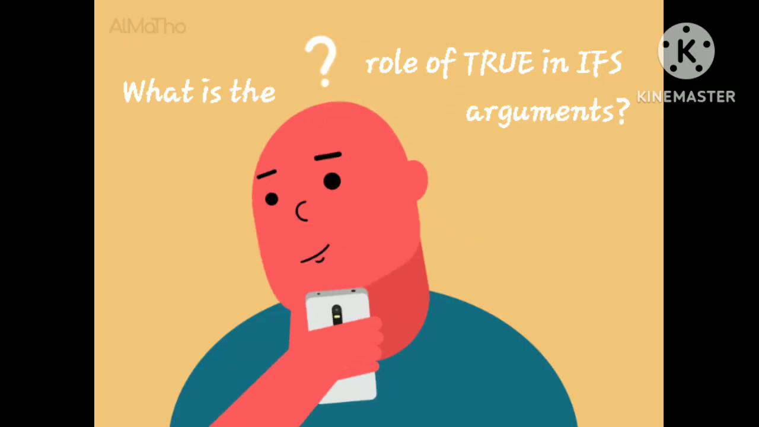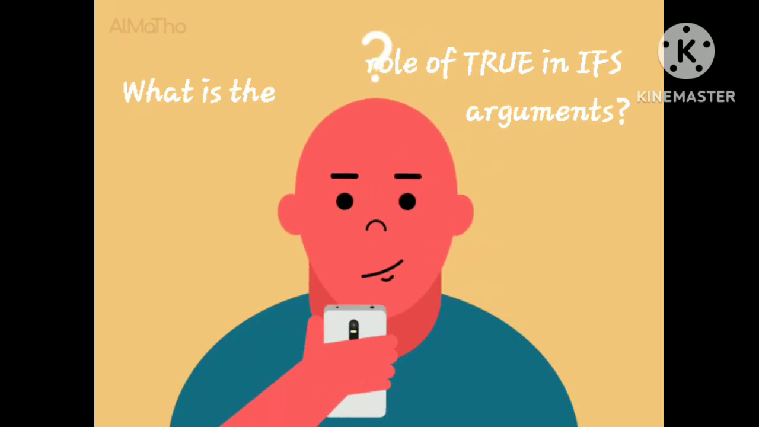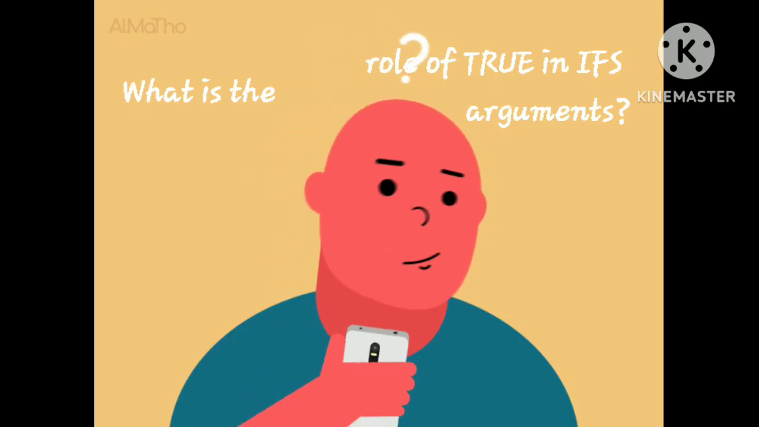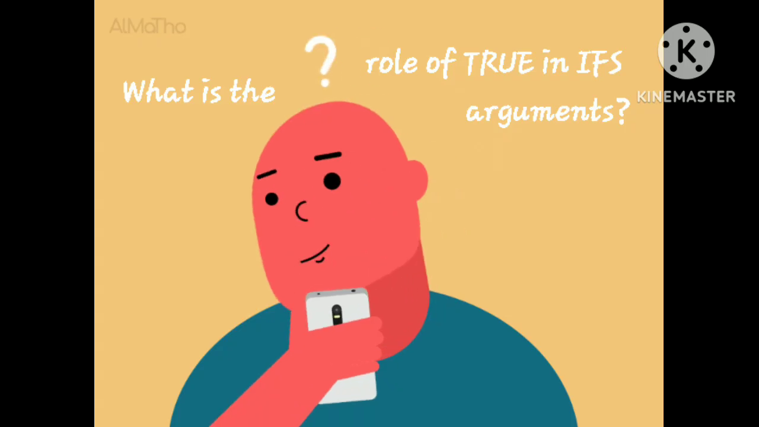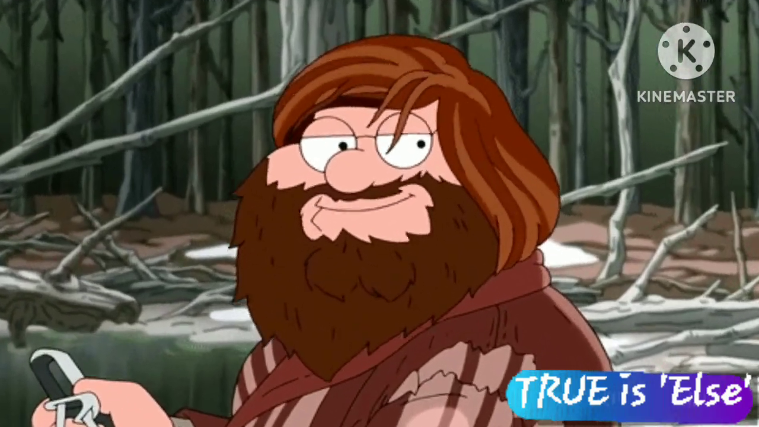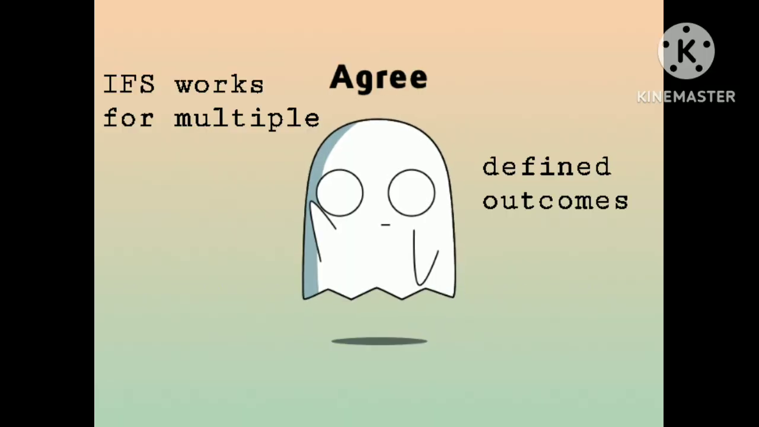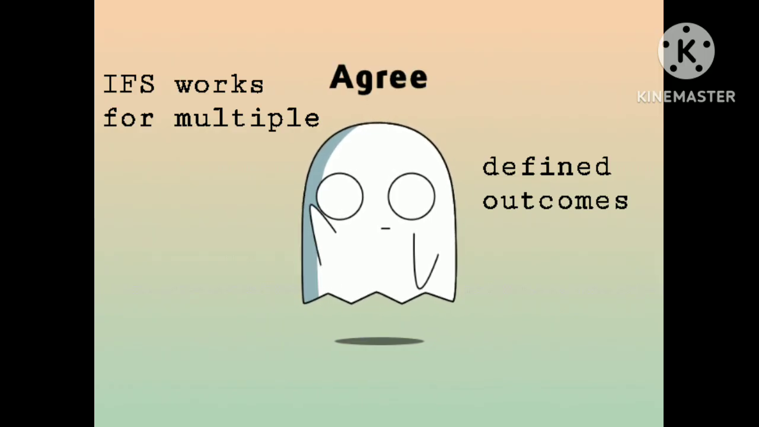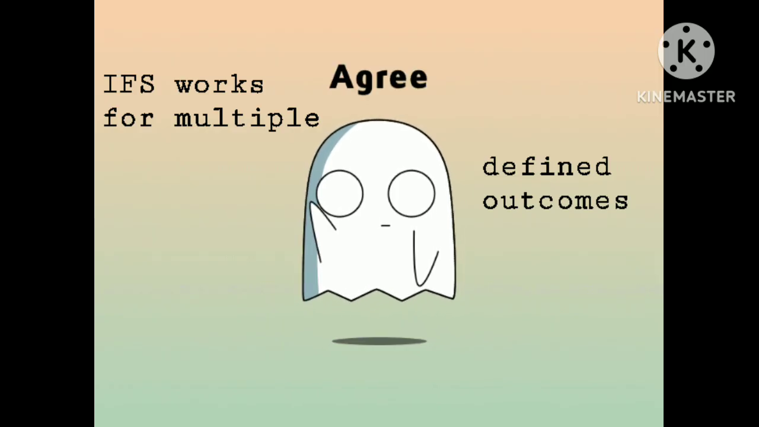IFS took some time to understand. Initially, I didn't get why TRUE appeared as one of the conditions. Eventually, it clicked. TRUE acts as a final fallback, similar to an else condition. IFS works best when you are evaluating multiple defined outcomes instead of simple true or false logic.